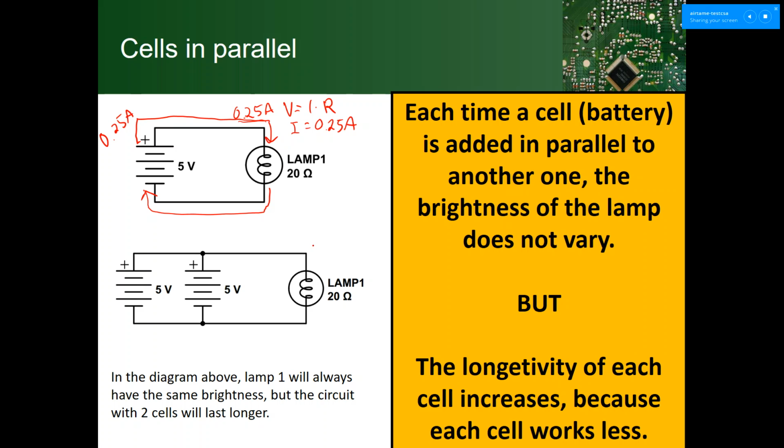Before I go on, let's talk about the brightness of the bulb in the first picture. Brightness is another term for power, and power is equal to I times V. So power is equal to I times V, and power is the brightness. In this case, it would be the current, 0.25 amps, multiplied by the total voltage, which is 5 volts. That equals 1.25, and the units for power are watts.